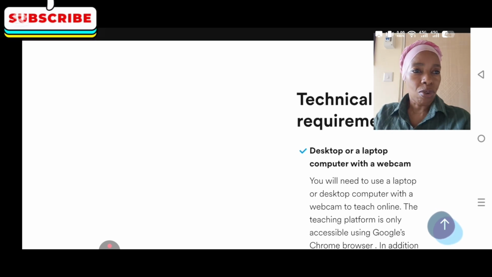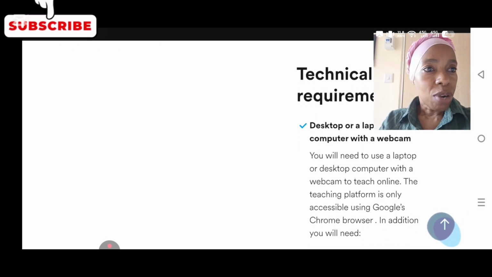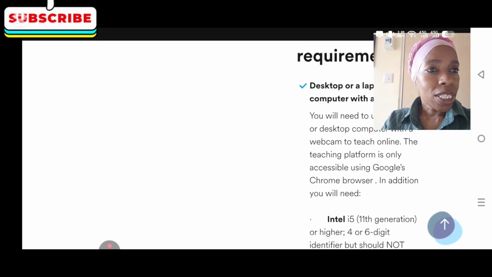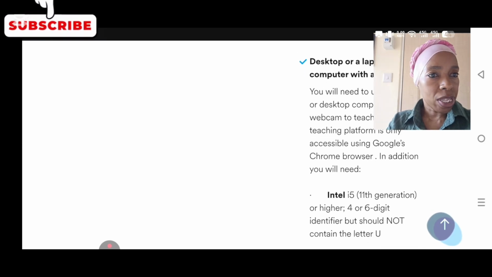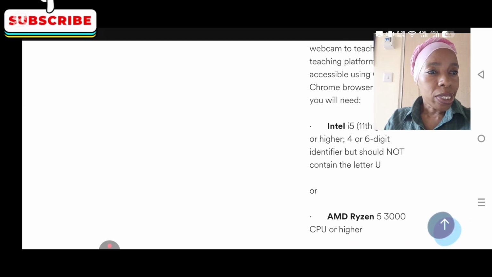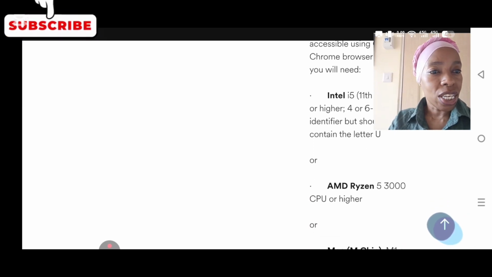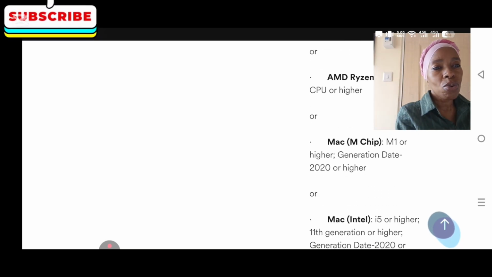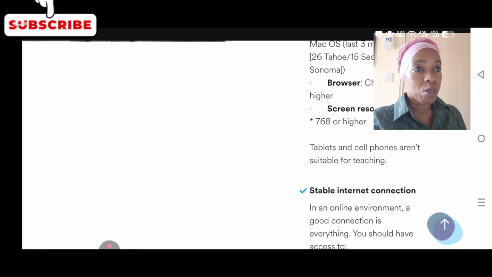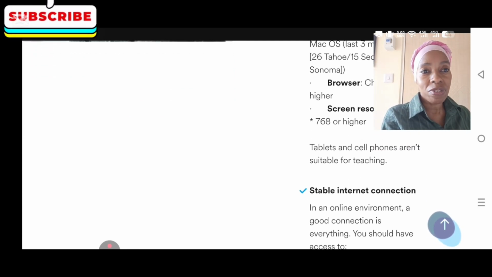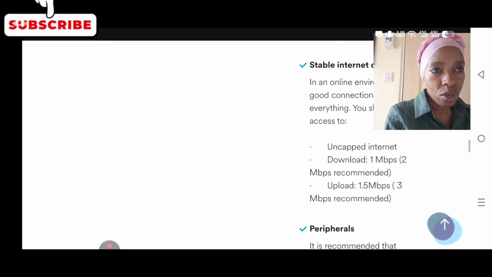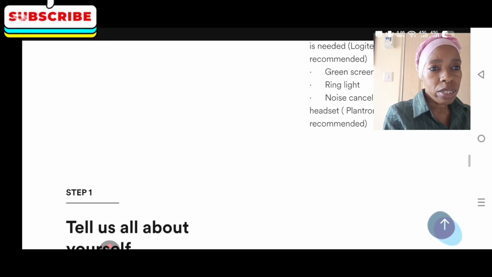Technical requirements that they are looking for: desktop or a laptop you need to have, and of course with a webcam. You will need to use a laptop or a desktop computer with a webcam to teach online. The teaching platform is only accessible using Google Chrome browser. In addition, you will need Intel i5 11th generation or higher, 4 or 6 digit identifier, but it should not contain the letter U. These are the other requirements that they need from you, which you're going to check on this platform. Okay, there are so many requirements, but it's worth it because they do accept native speakers plus non-native speakers to teach on this platform. And of course, you also need to have stable internet connection, and of course, peripherals and many others.